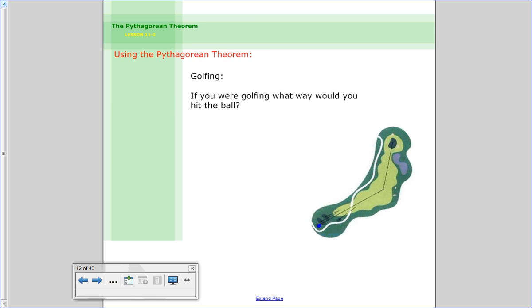But I do know this. The whole goal is to get that ball from the starting point into this hole here, that little bitty hole, in as few shots as you need.